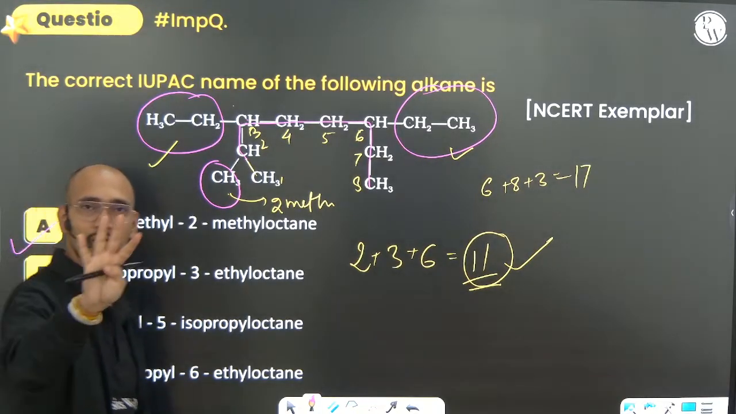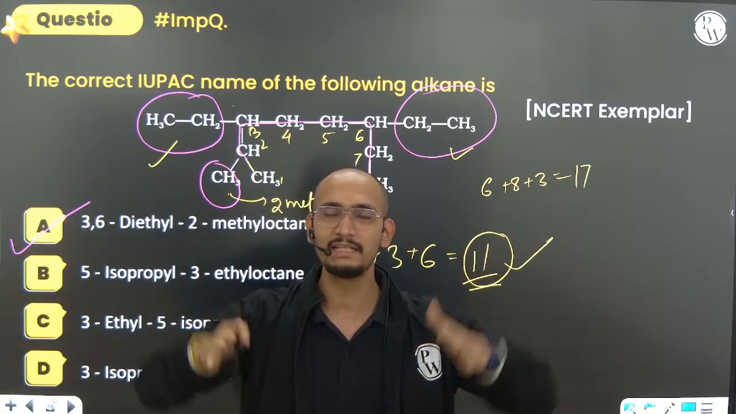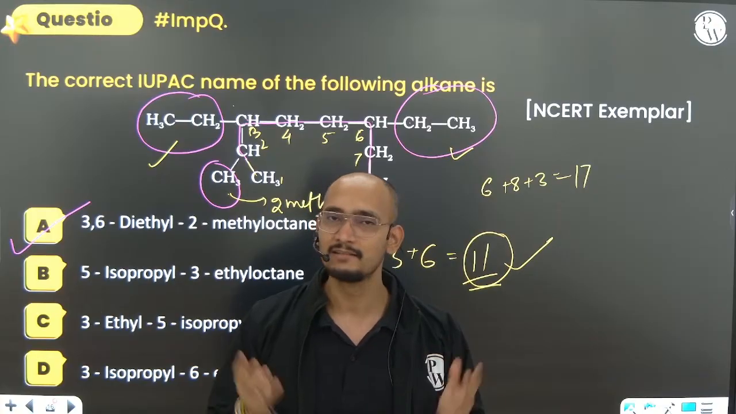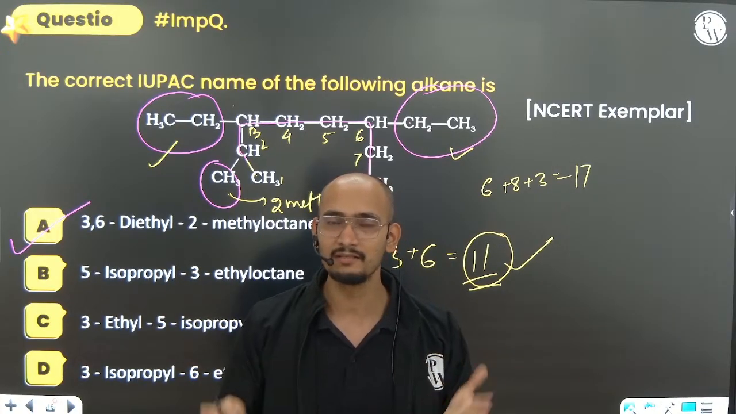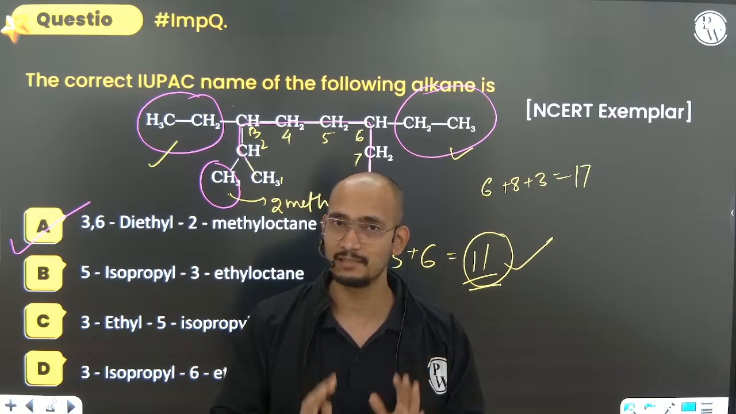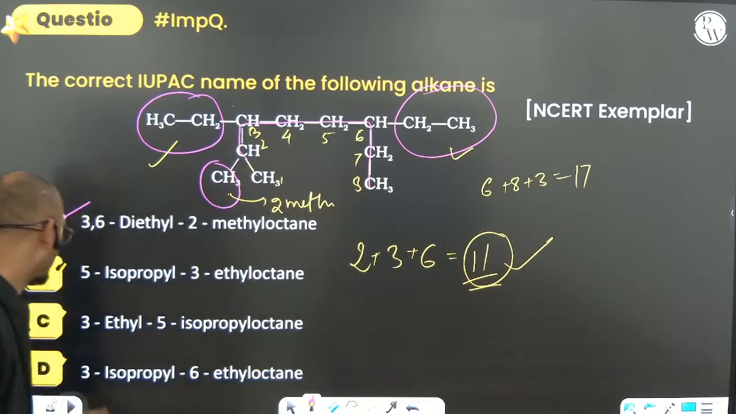So I have talked about all the rules. First of all, you have to see the longest carbon chain. Then you have to see where the maximum number of locants are. Third, when you are numbering, number from that side where the lowest summation rule is being followed. So the least number should be followed for their locations. Okay, I hope you understand it.